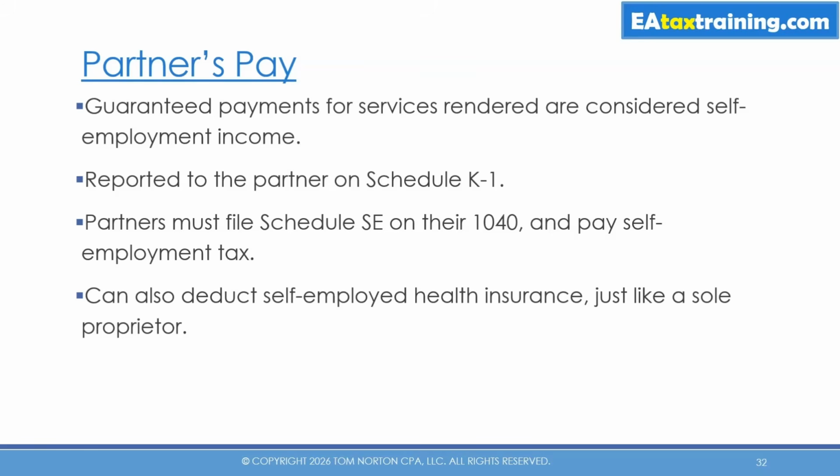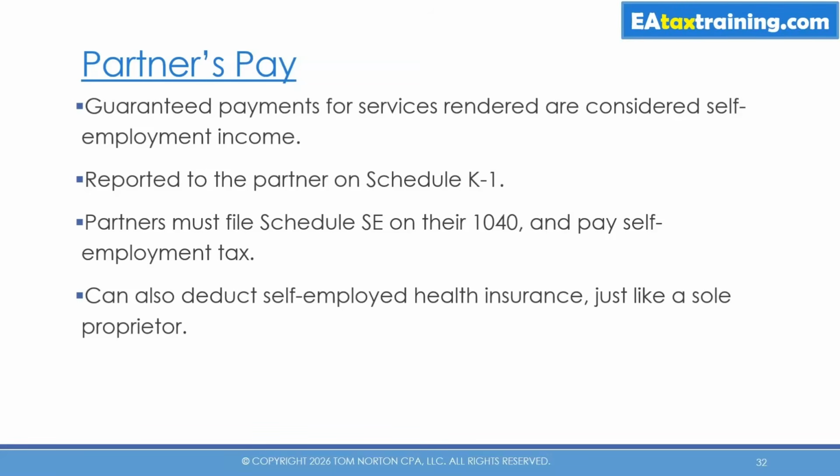And then the partners must file Schedule SE on their 1040 and pay self-employment tax. And they pay self-employment tax on both their guaranteed payments and their share of ordinary business income. All partners pay self-employment tax on guaranteed payments for services, and all general partners pay self-employment tax on their share of business income from the partnership.